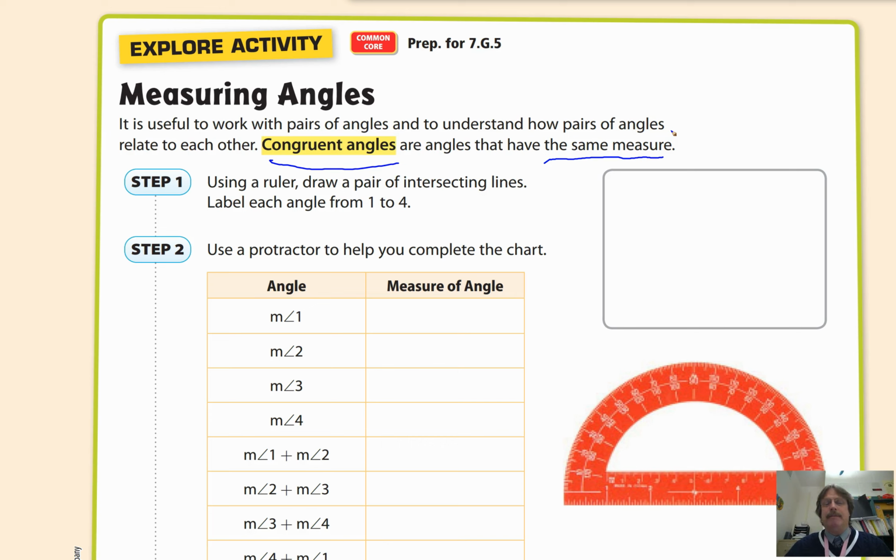So here in the step, they want you to draw a pair of intersecting lines. You could just draw anything that you want like that. That's a pair of intersecting lines. Then you're going to take the protractor and take measurements. I'm going to put my intersecting lines on top of the protractor so that I can show you how to read it. The ones that we use in class are just like this one.